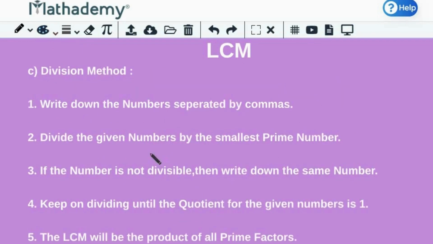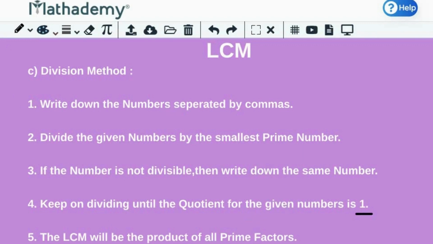Last but not the least, the steps for finding the LCM using the division method are as follows. First, write down the numbers separated by commas. Second, divide the given numbers by the smallest prime number. Next, if the number is not divisible, then write down the same number as it is. Next, keep on dividing until the quotient for the given numbers is 1. And last, the LCM will be the product of all prime factors multiplied together.